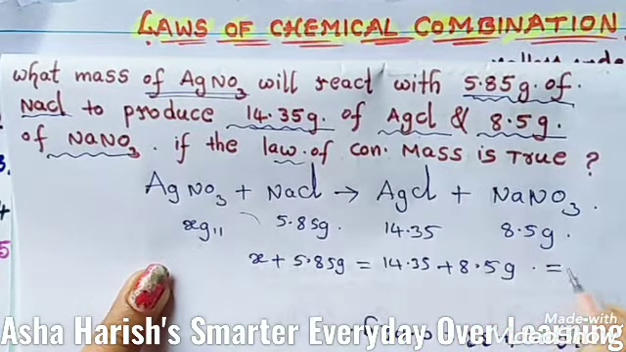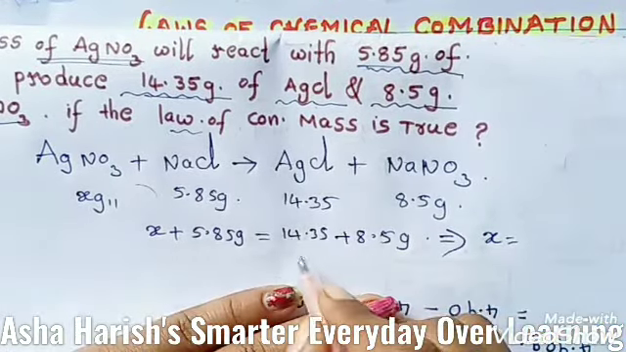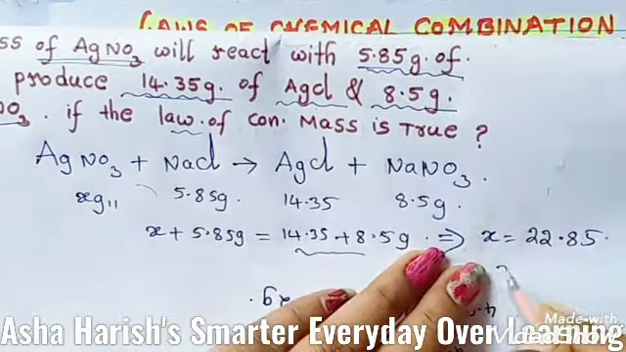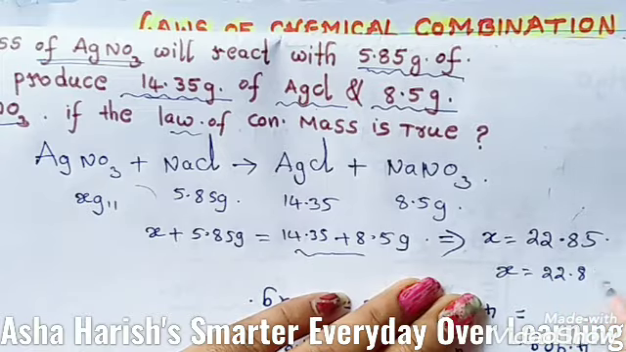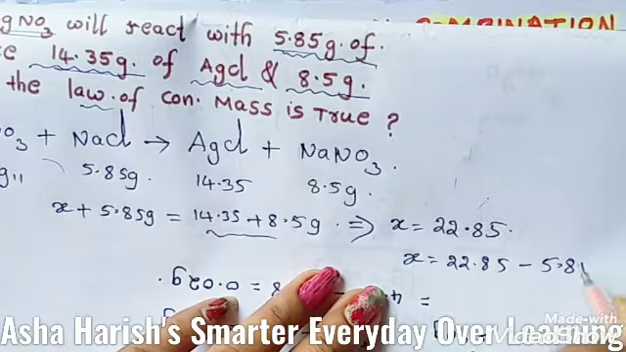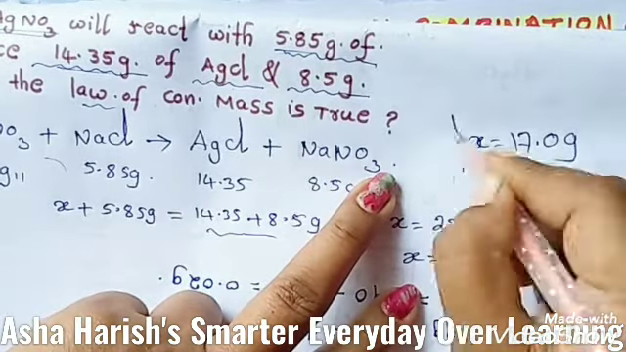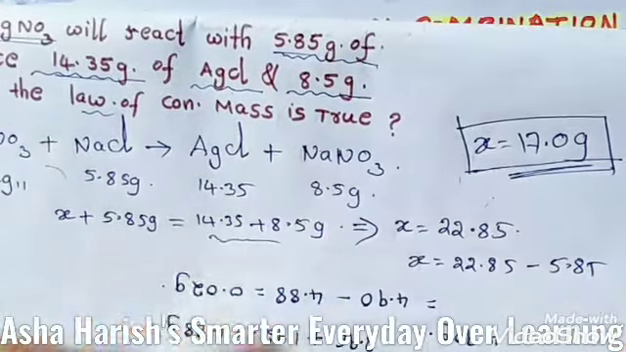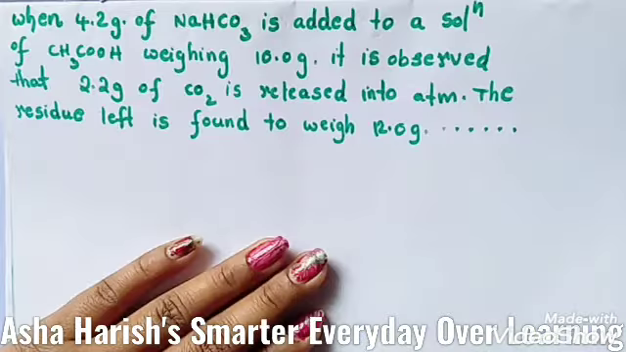Okay students, now you can write like this. x is equal to, if you add these two, you should get 22.85. Now x is equal to 22.85 minus 5.85. Now the x value is 17.0 grams. So this is the total weight of silver nitrate. Okay, this is the answer of the second example. Now we shall go for the next example.